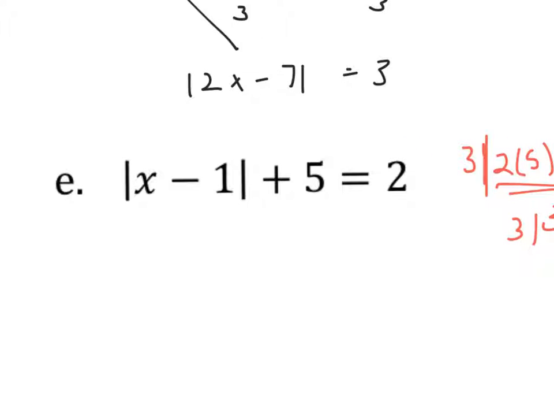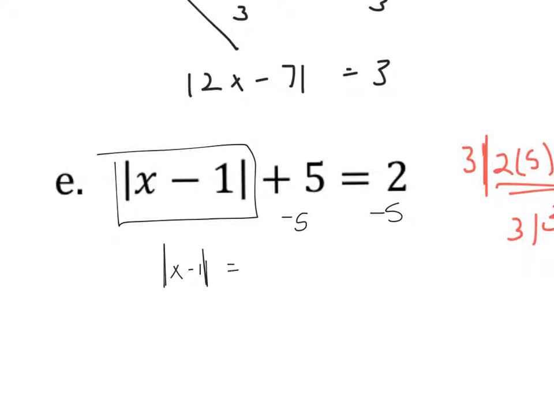E is very similar to an example we just did. We have to get this part by itself first. So we have to undo that plus 5. The opposite of adding is subtracting, so we're going to subtract 5 from both sides. Once again, we end up with an absolute value equals a negative number, which means that we're going to have no solution because you can't have a negative absolute value.